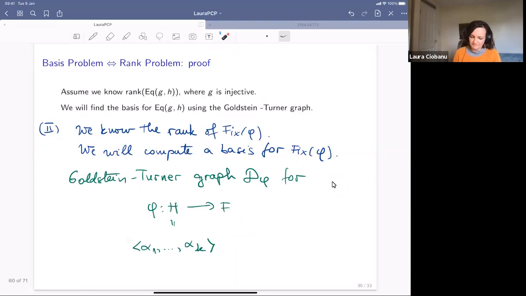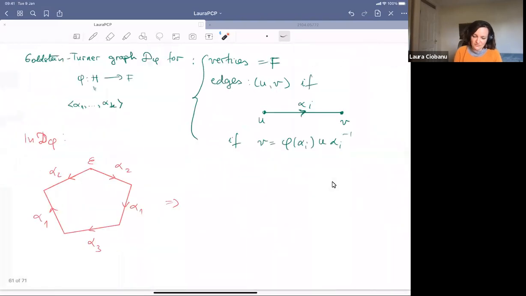So that's the interesting part. We note the rank of the fixed subgroup and we want to compute a basis for it. This is what Goldstein and Turner built, a graph which they call D phi, that's attached to this map phi going from a subgroup generated by some elements alpha 1 to alpha k into F. Okay, so what is this graph?